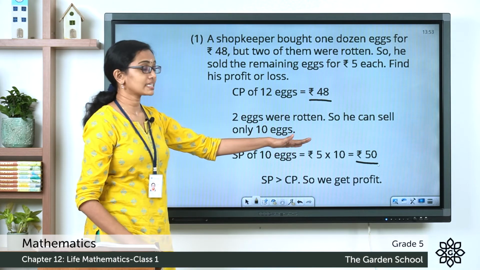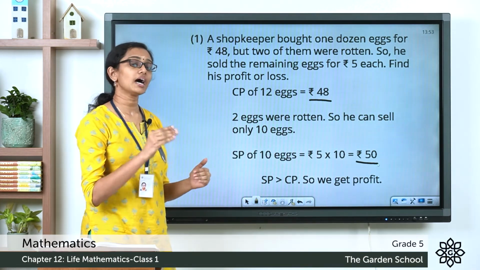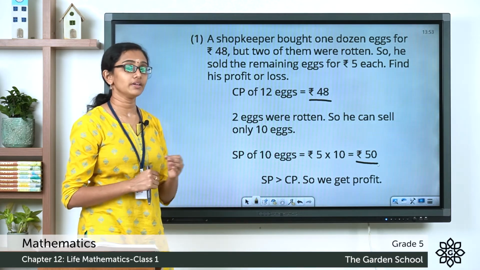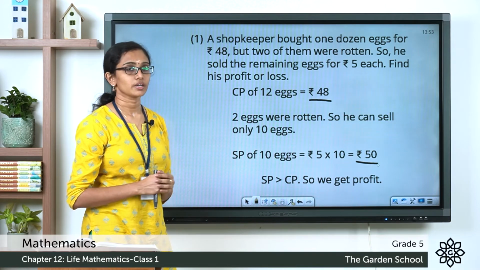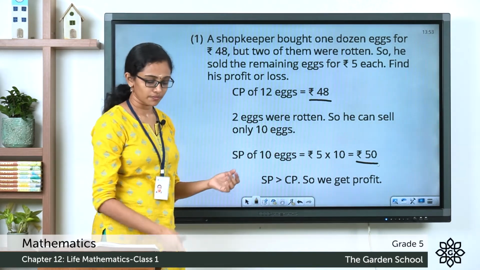So here you can see the selling price is more than the cost price. He sold it at a higher price. So will he get profit or is it a loss for him? He will definitely get a profit. So the selling price is more than the cost price. So we get profit there.